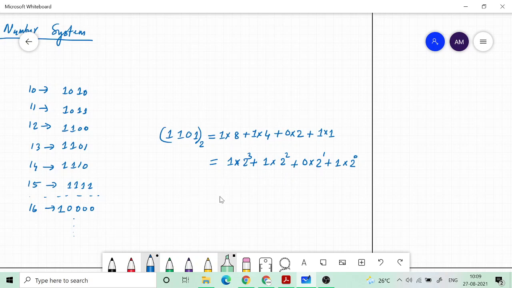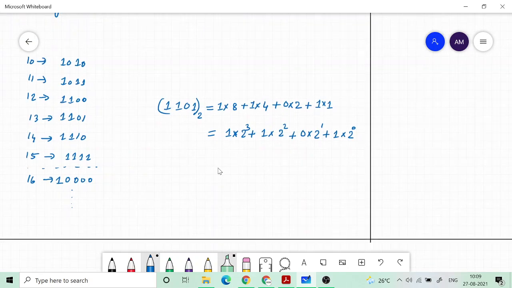So this way, if you do this mathematics, you can see that this is basically 1 into 8, that is 8, plus this is 1 into 4, and this is basically 0, and this is 1. Okay, so this is basically 8 plus 5, which is 13. So 13 to the base 10. So this is basically the conversion that is involved.